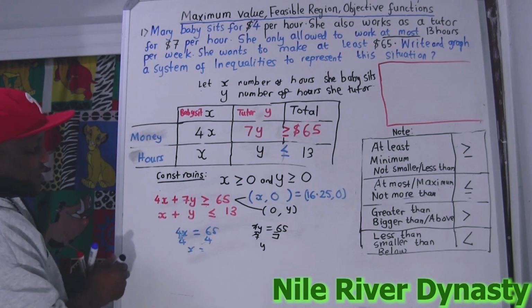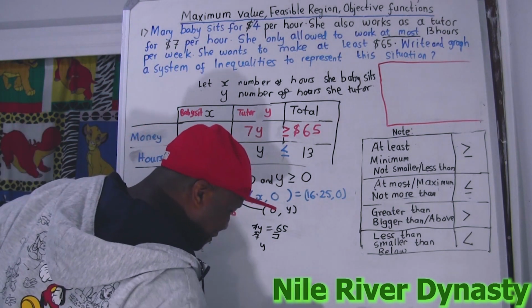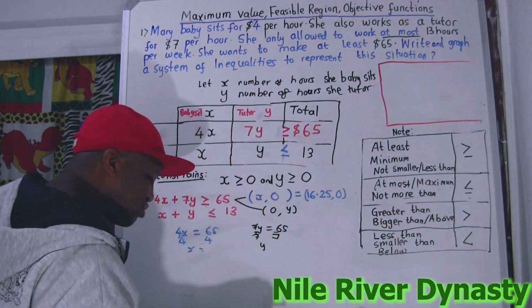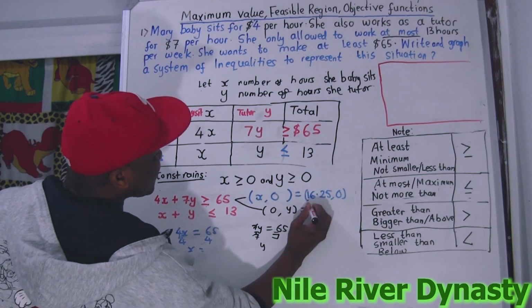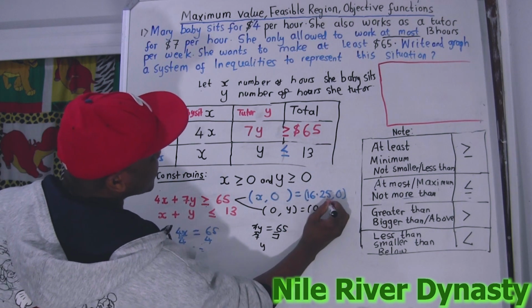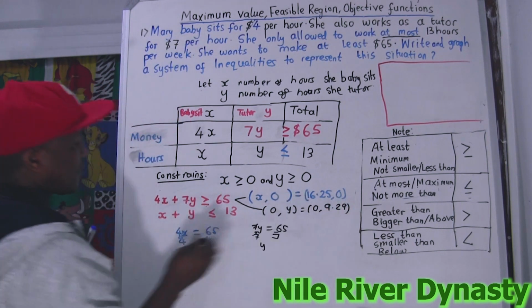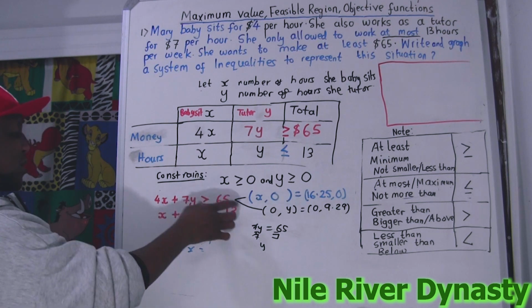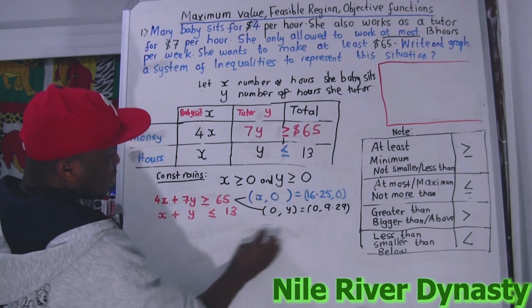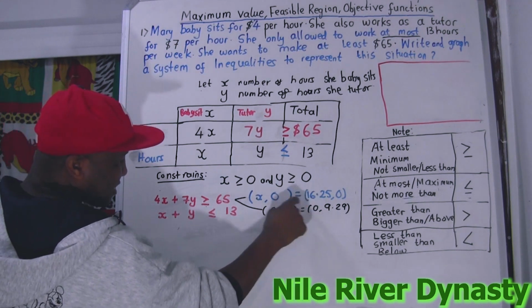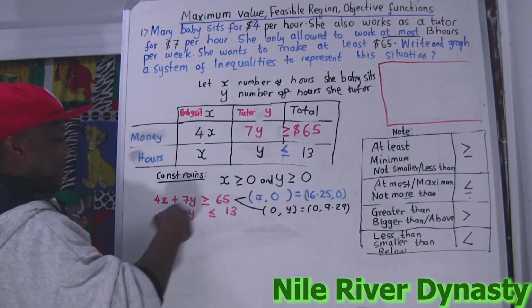That gives 9.29. So we have the x-intercept and y-intercept for the top question. Now let's go for the bottom one, its x and y-intercept. These are the x-intercept and y-intercept where the graph is going to come.